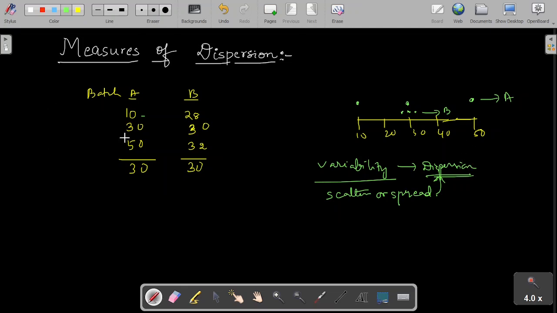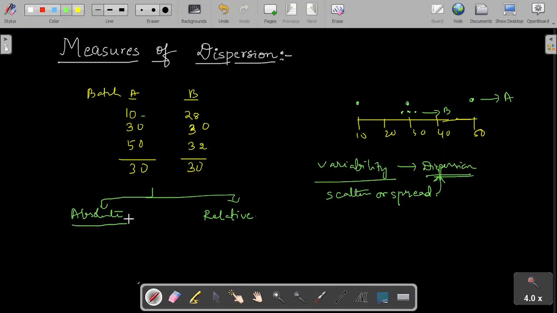Now let us see how to measure dispersion. There are two basic kinds of measures of dispersion. One is the absolute measure of dispersion and the other one is the relative measure of dispersion. These are the two types of measures of dispersion.